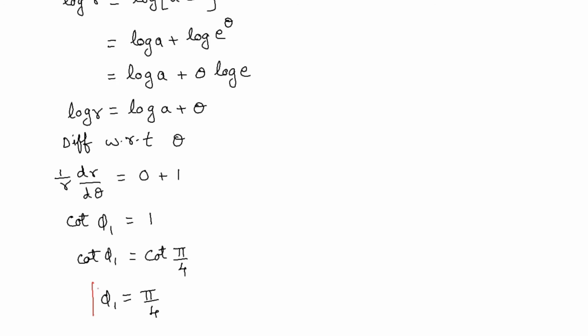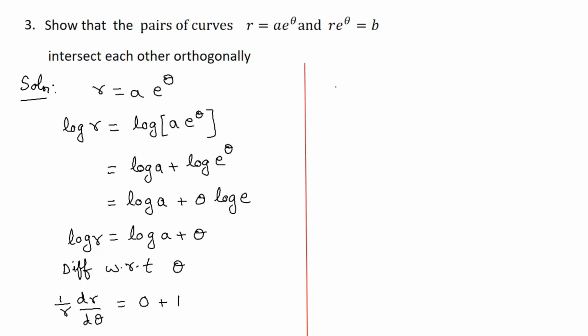So the first value phi 1 is equal to pi by 4. Now let us move on to the second curve, r e power of theta is equal to b. Let us take log on both sides. So log of r e power of theta is equal to log of b.